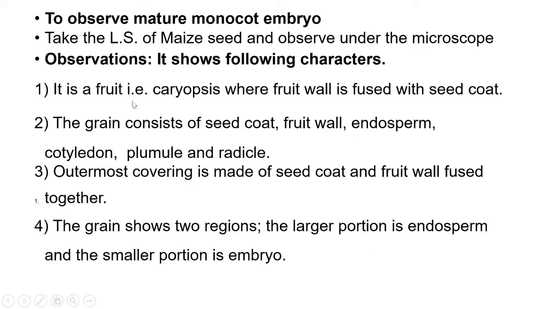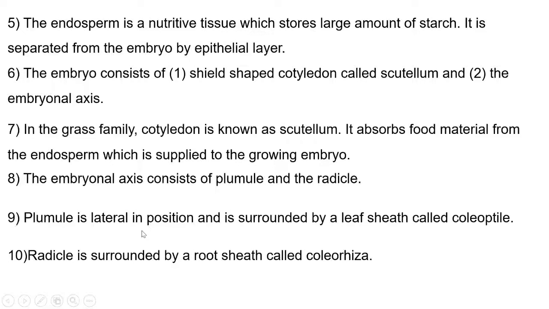What are the observations? Fifth one, the endosperm is a nuclear tissue which stores a large amount of starch. It is separated from the embryo by an epithelial layer. The embryo consists of one shield-shaped cotyledon called scutellum and the embryonic axis. In the grass family, the cotyledon is known as scutellum. It absorbs food material from the endosperm, which is supplied to the growing embryo.